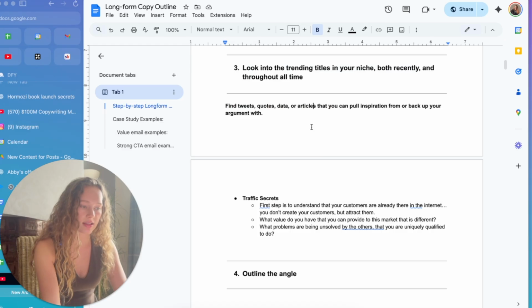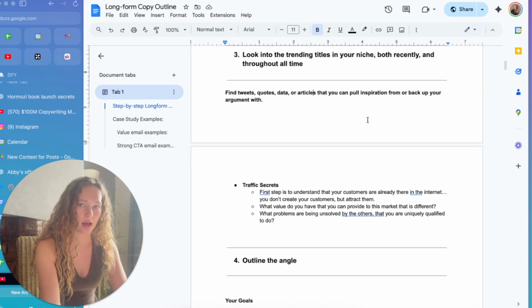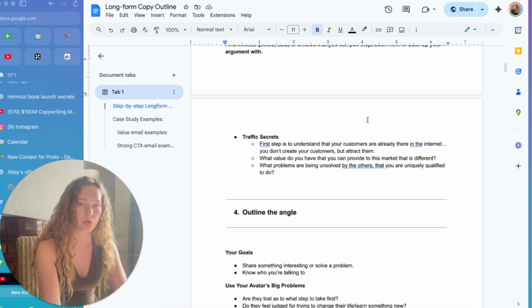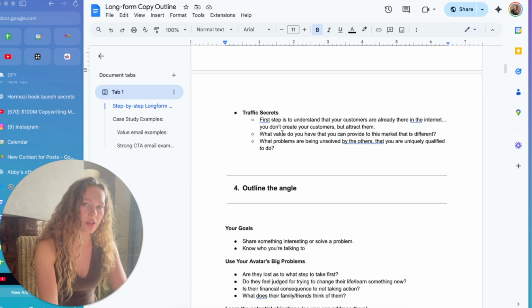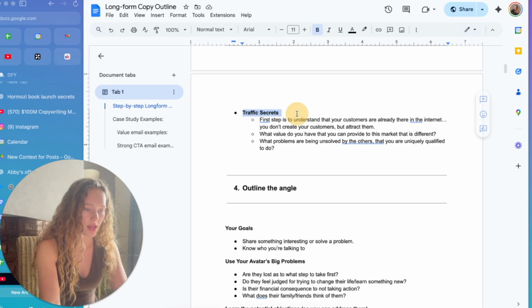I would add books to that list that you can pull inspiration from to back up your argument. All right, because it's really good to be able to justify everything you're saying or be able to back it up with some proof, even if you're not going to say that proof, to know it's at least a real concept. And then traffic secrets.